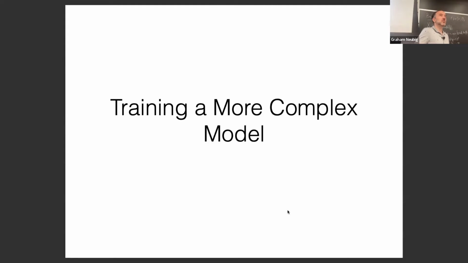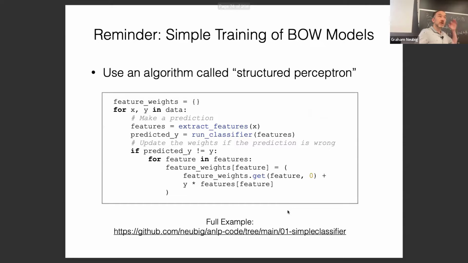So now let's move to training a more complex model. Again, this will be review for a lot of people if you've learned about neural networks, but I'll go through it pretty quickly. Previously, we learned the bag of words model using an algorithm called the structured perceptron. It was extremely simple. We could implement it in several lines of Python. Just to review, we would make a prediction, and if the prediction was wrong, we would multiply the feature vector by the label and move in that direction, essentially.